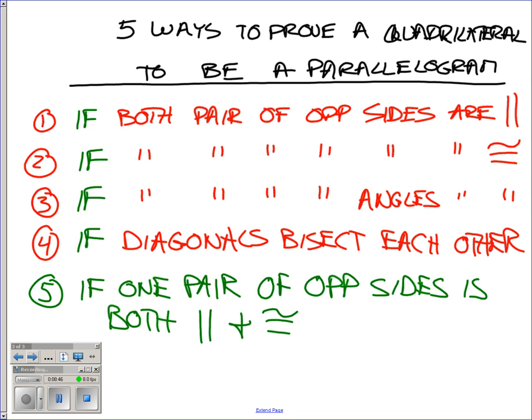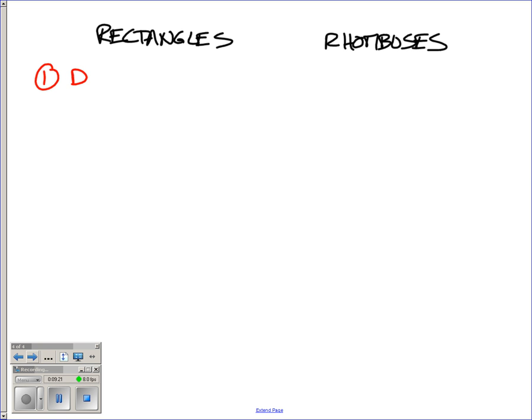All right. Well, if you look at section 4, it's taking special parallelograms. Well, the special parallelograms are rectangles and rhombuses. So we have 2 different types of parallelograms, rectangles and rhombuses. Well, rectangles have some special properties. They've got the original 5 properties, but they also have a couple of others. The first one, diagonals are congruent.